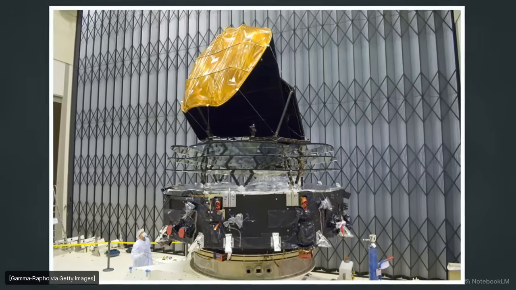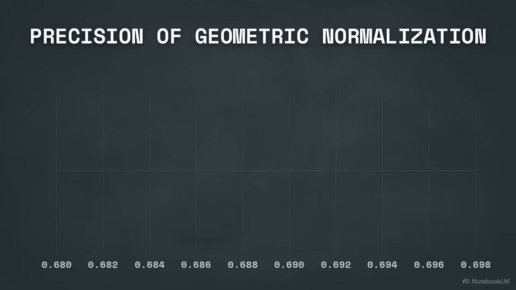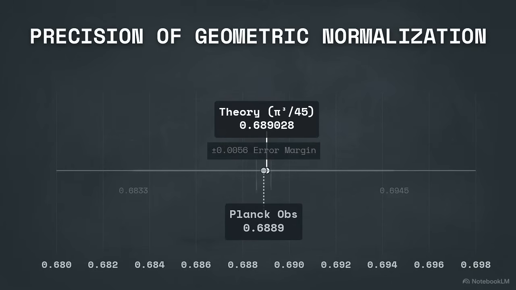We can now return to the observational data gathered by our space telescopes. This chart shows the direct numerical comparison. The theoretical boundary relation gives us 0.6890. The legacy Planck dataset gives us 0.6889. This level of precision is achieved through purely geometric normalization. There are no numbers to tweak.